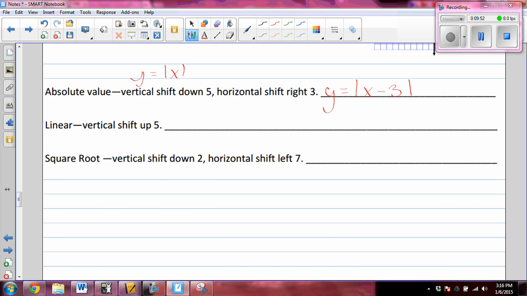And then I have a vertical shift. Vertical shifts do not show up inside. They are not within. They go on the outside. It's a vertical shift down. Down means negative.